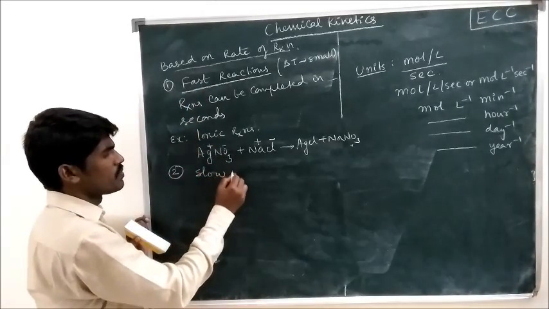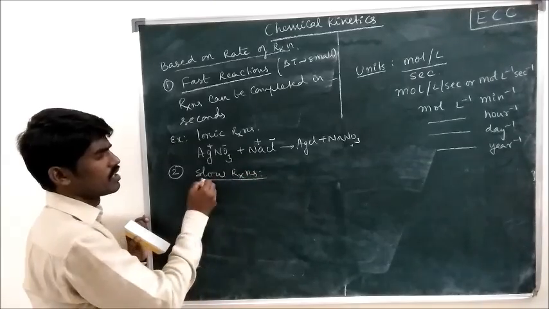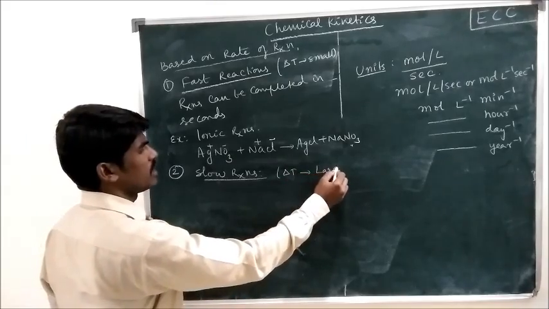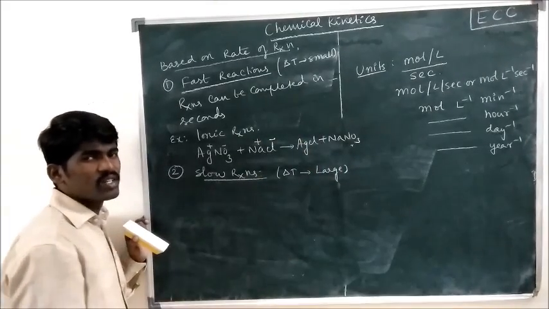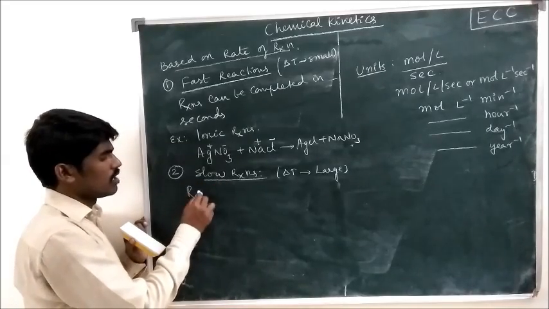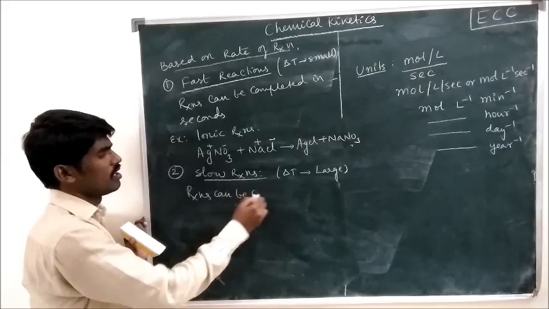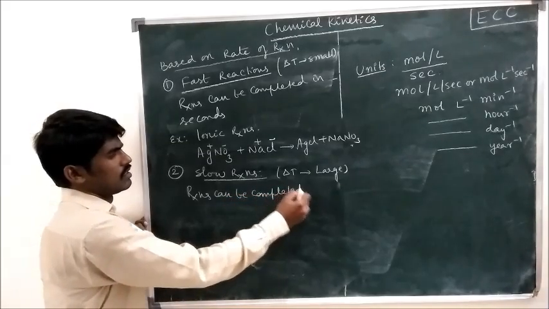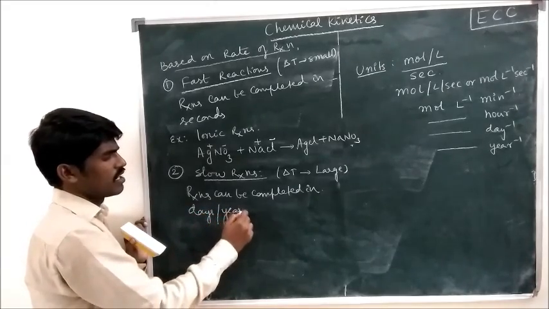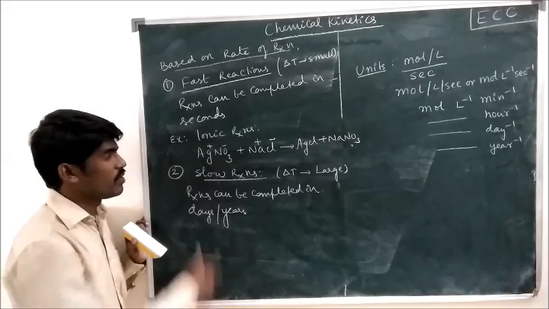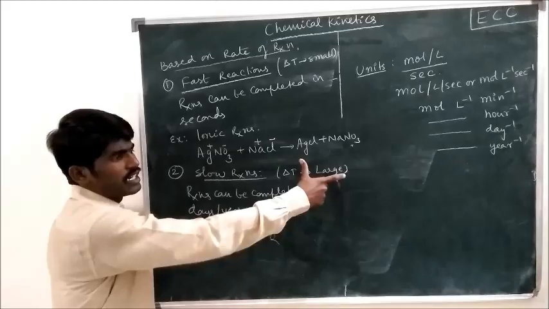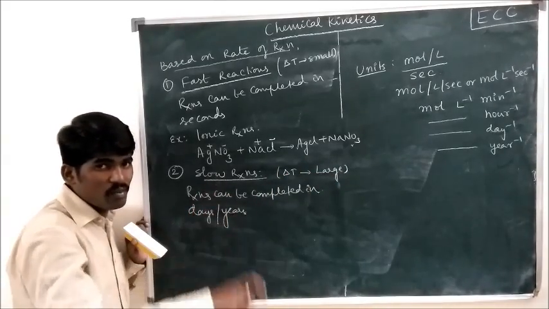Second type of reactions, if you observe, are slow reactions. Slow reactions, in the sense, delta T is large. It takes a long time to occur. Such types of reactions are said to be slow reactions. So what you will write here: reactions can be completed in days or years. If reactions are completed in days or years, such types of reactions are said to be slow reactions. In those cases, delta T will be taken as large, and the rate of reaction will be smaller.